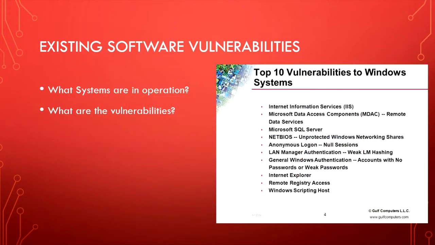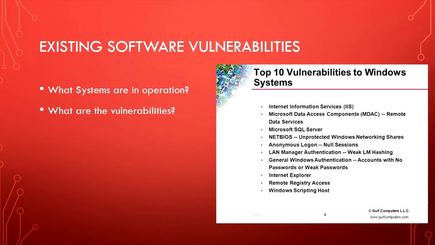So as we make our way through, we want to understand the existing software vulnerabilities that we have right now. So specifically looking at what systems are in operation and what the vulnerabilities are to the systems that we have in place right now. Basically, right now we are using the Windows 10 operating system. There aren't a lot of vulnerabilities right now with the current system. However, the top 10 vulnerabilities to the Windows system are listed right here in this chart, as you can see.